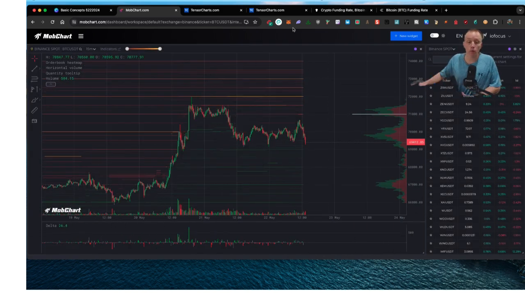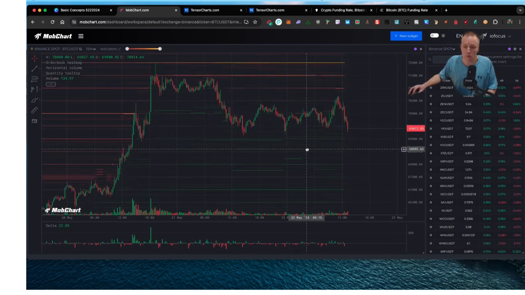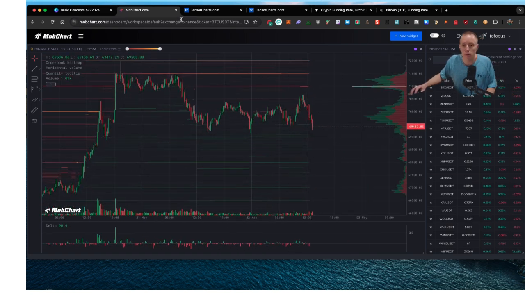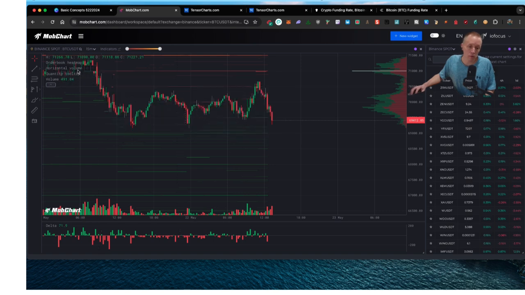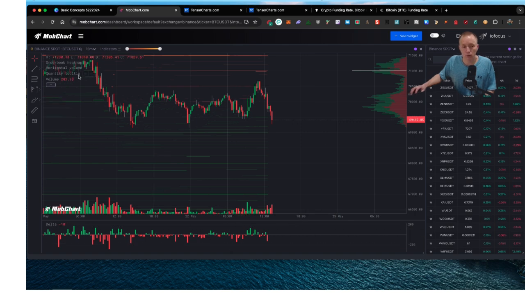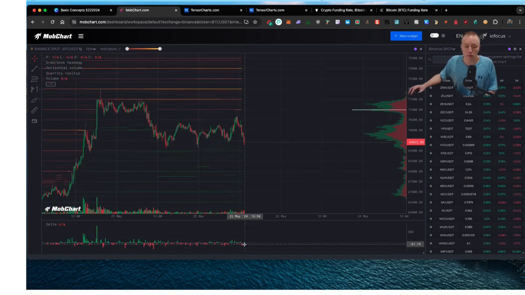So this first one is called Mob Charts, guys. If you ever want to check this out, I have a link in my description. You can use this for free, and you can also use it as a subscription-based platform. It's only about $14 a month, I think, which is pretty reasonable. Obviously, you can use the heat maps and everything else in here, but this is where you can look at open interest and funding and things like that.